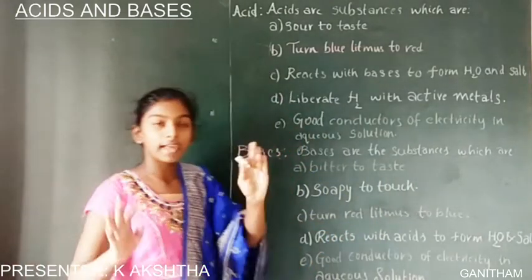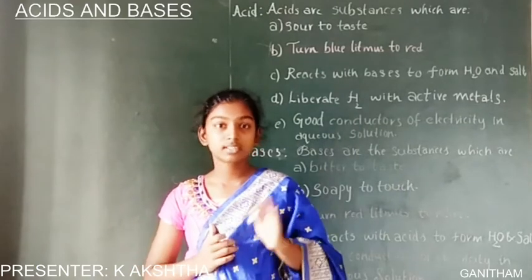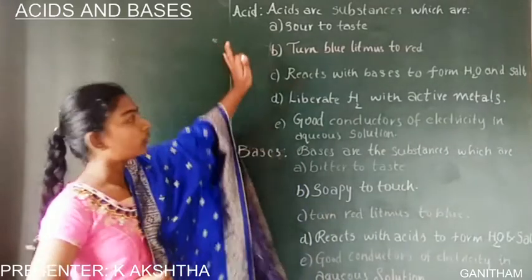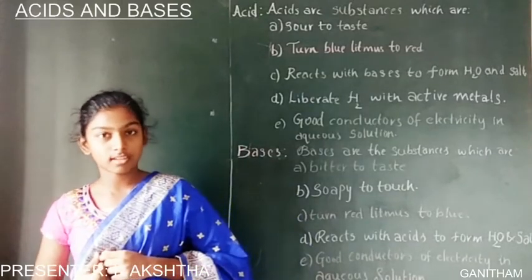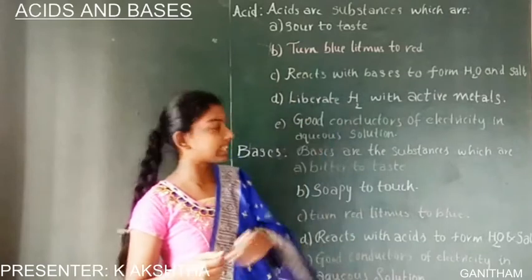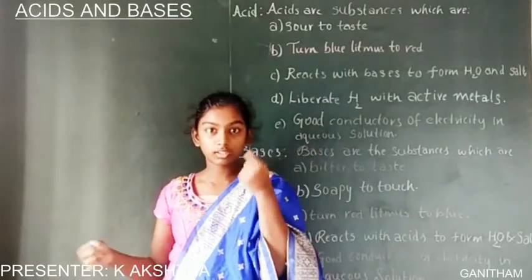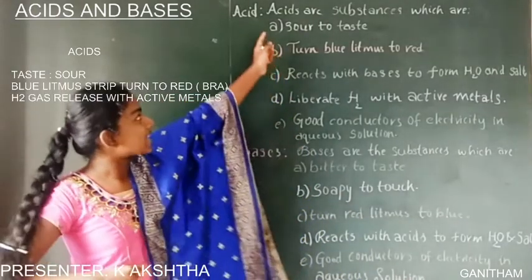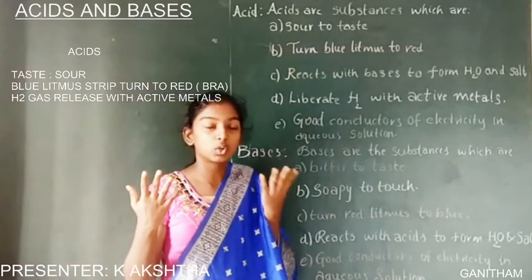Acid. From the theories, what we know is that acid is a substance which has H plus ions. But here, before the introduction of theories, what was the definition of acids? Acids are the substances which are sour to taste. The taste of them is sour like lemon. We all drank lemon juice, right? So, acids are substances which are very sour to taste.